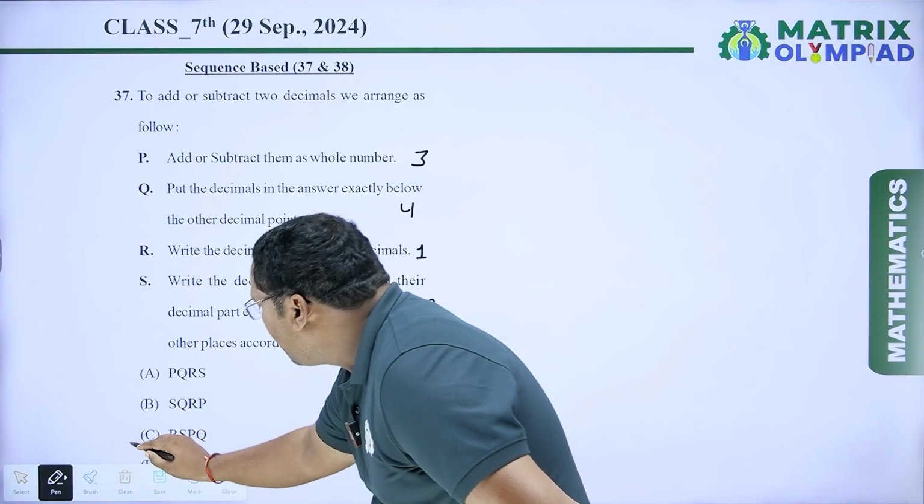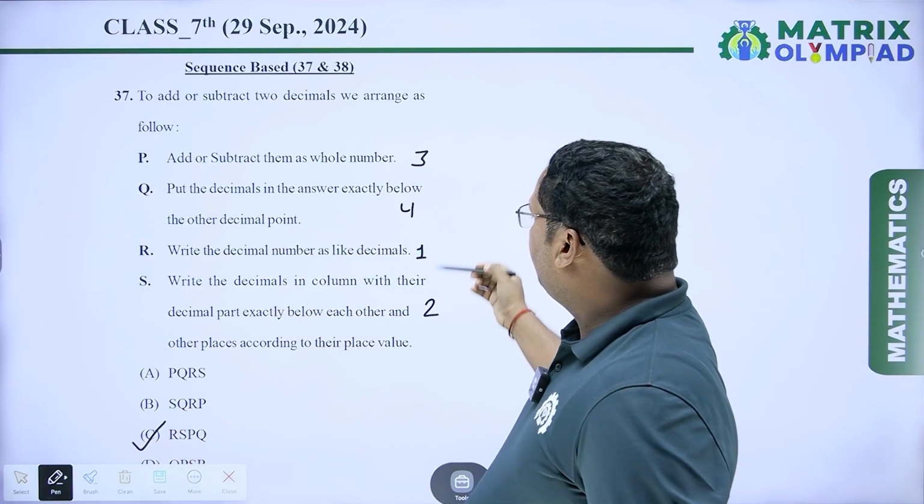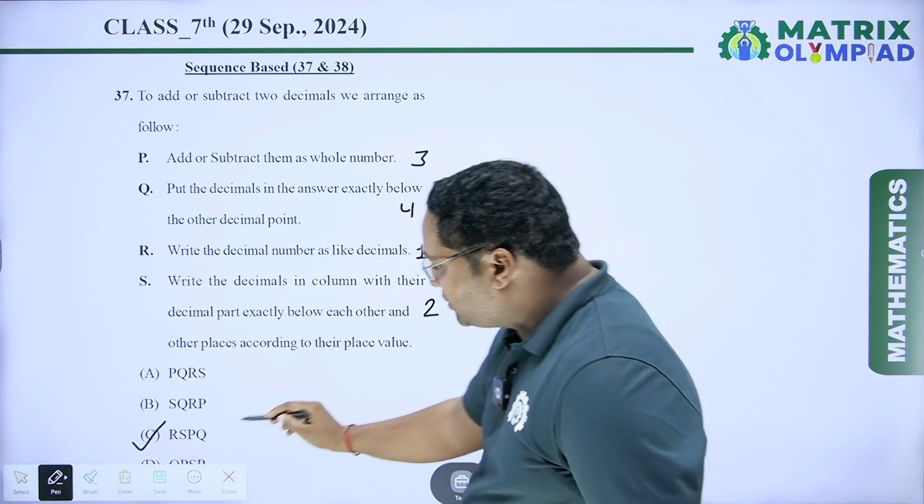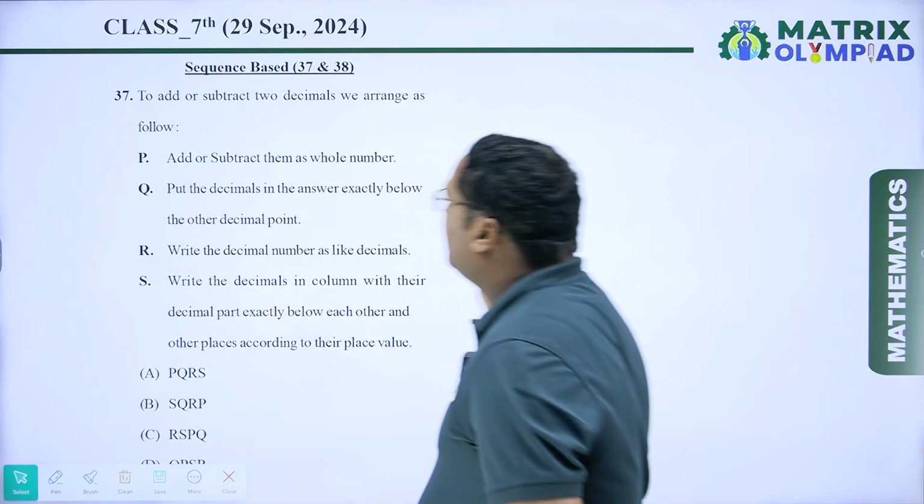So the right option is R, S, P, Q. R, S, P and Q. So option number C is the correct option. Coming to the next question.